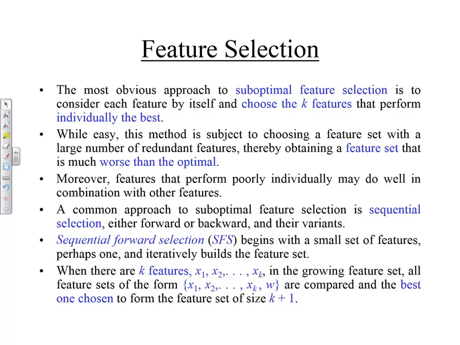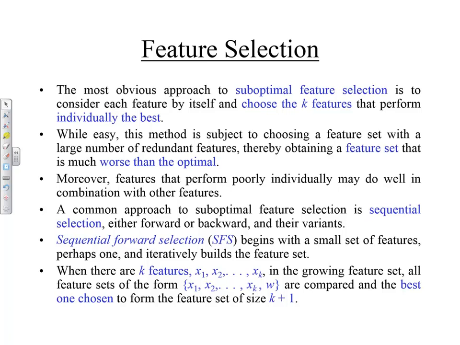And there are different techniques that are available, mostly ad hoc techniques. The most obvious approach to suboptimal feature selection is to consider each feature by itself, one feature at a time, and choose the k features that perform individually the best. But that's not going to work, because features, if you combine them together, might do a lot better. Individually they might perform poorly. While easy, this method is subject to choosing a feature set with a large number of redundant features, thereby obtaining a feature set that is much worse than the optimal. Moreover, features that perform poorly individually may do well in combination with other features.